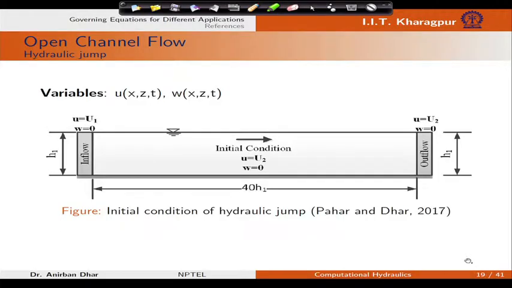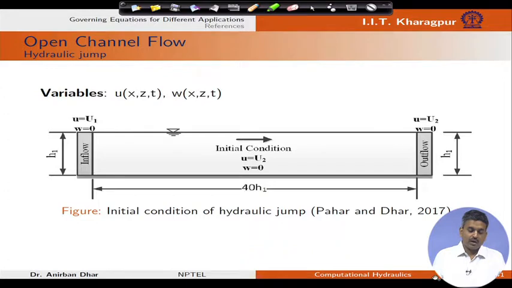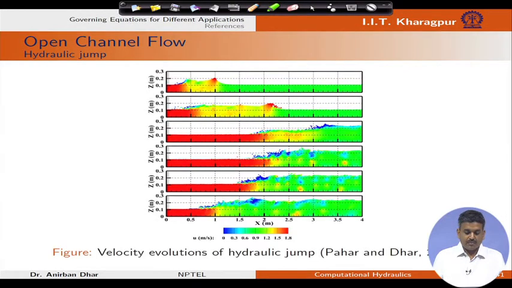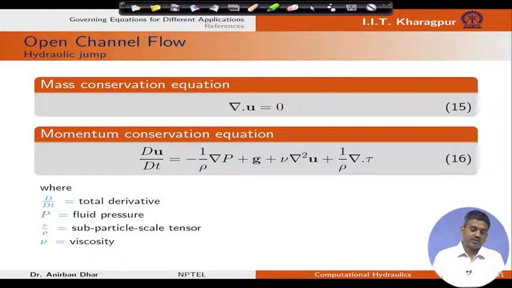If we consider this open channel flow, that is hydraulic jump, U and W, these two are actually longitudinal and vertical velocity components. So, to solve the hydraulic jump, we need to consider mass conservation. This is actually the vector form of our previous mass conservation equation, considering all directions, but in this case only longitudinal and vertical components will be there.